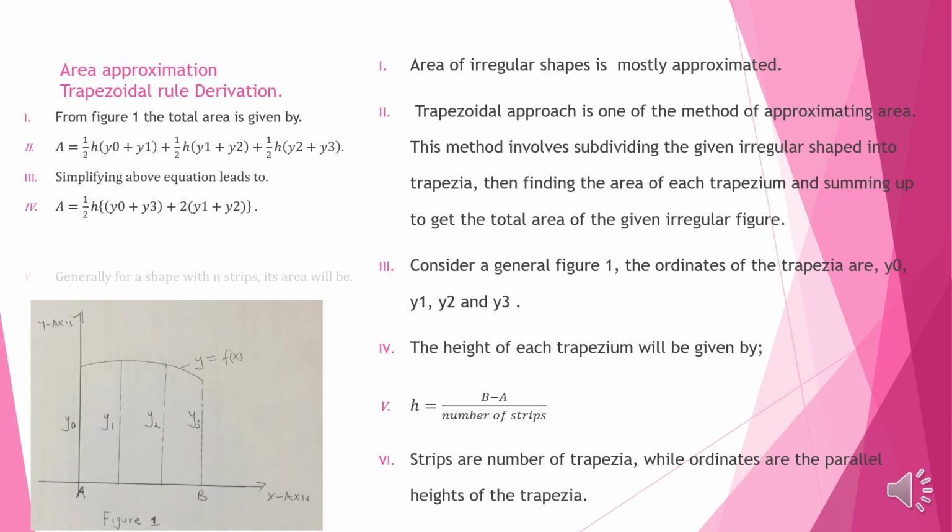So realize that apart from the first height and the last height, the other heights are appearing twice, and therefore in a general case, we can now sum up. If we assume we have n strips, then that formula can be generalized into the appearing formula there, where we say the first height plus the last height, plus twice the intermediate sum, to get the total area of that particular irregular figure that is given.